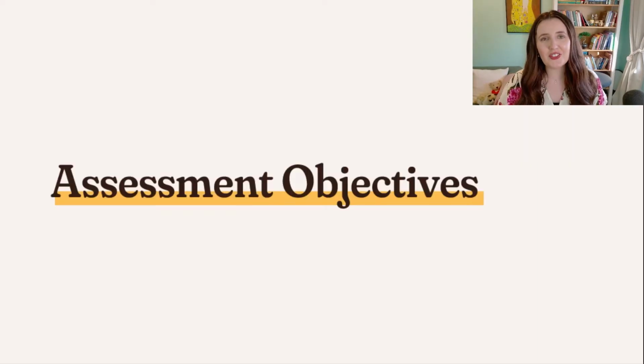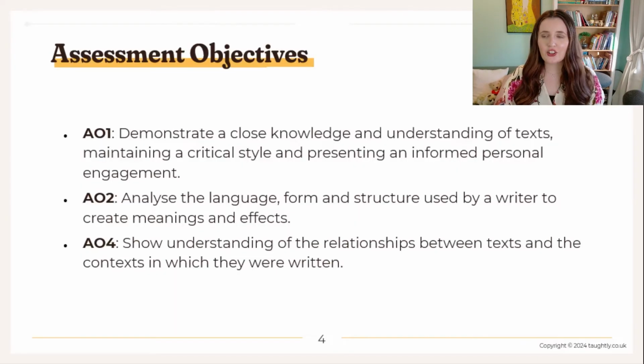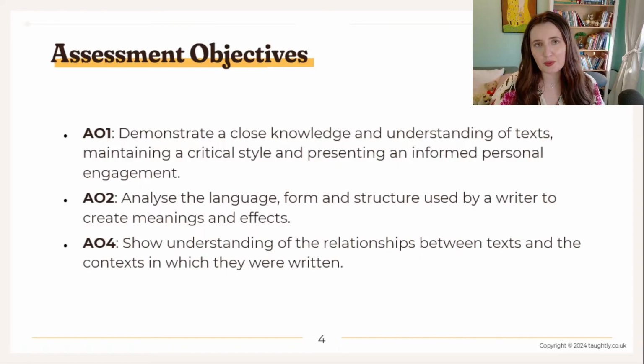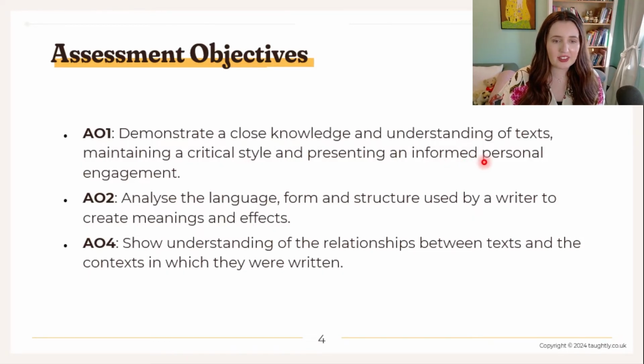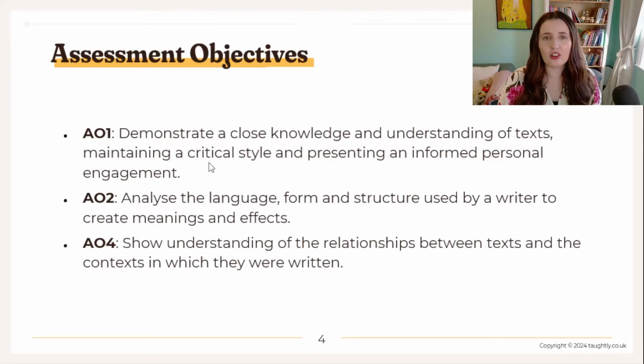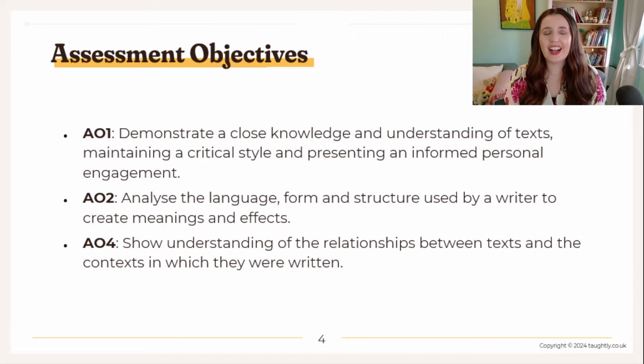Firstly then, over to the assessment objectives for Edexcel. So for Edexcel, you will do Macbeth on your paper 2, it's your literary heritage text. And you'll be tested on 3 assessment objectives. So you'll be tested on AO1, which is how well do you know the text? Do you know the plot? Do you know the characters? Do you know the themes? Can you write in a critical style? So can you write academically and formally? And can you have an informed personal engagement, or in other words, have an argument, have an opinion, have your own thoughts about the play and actually back this argument up with your great knowledge?